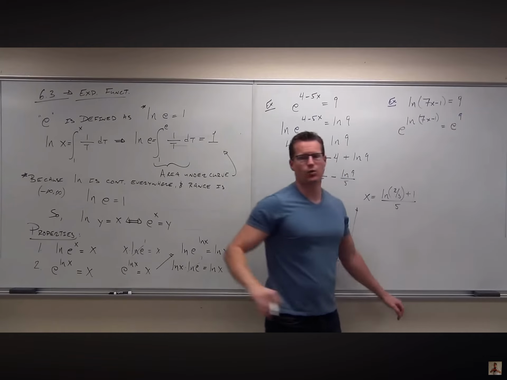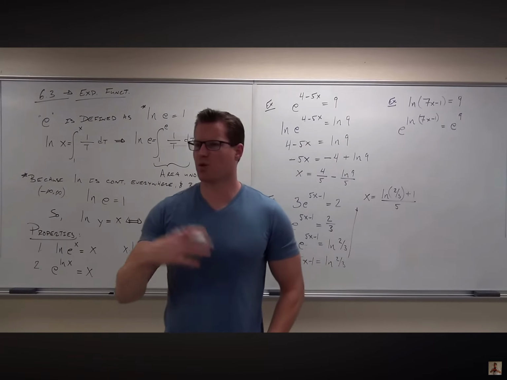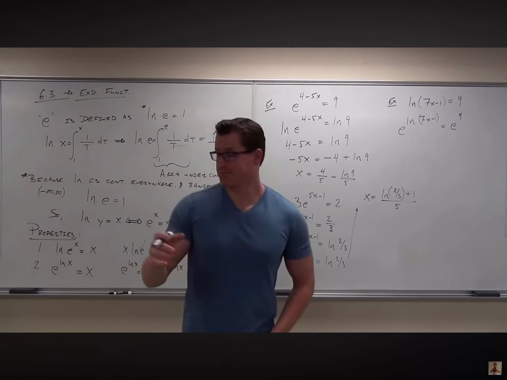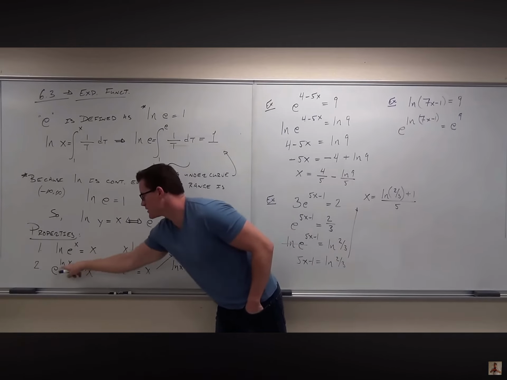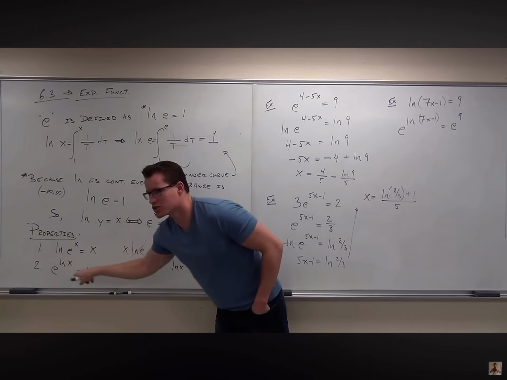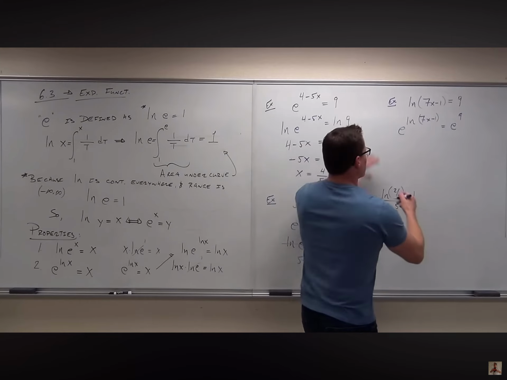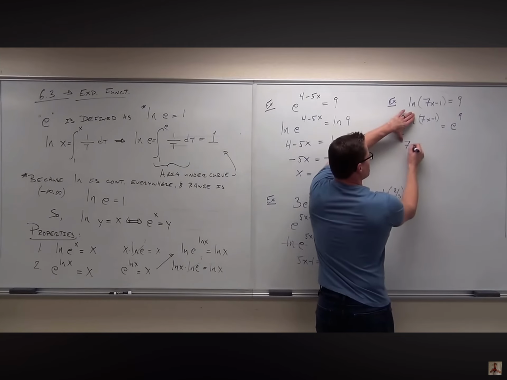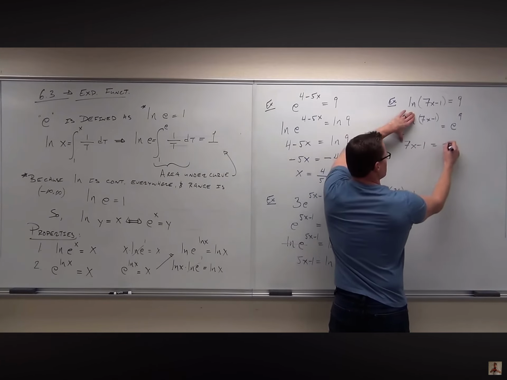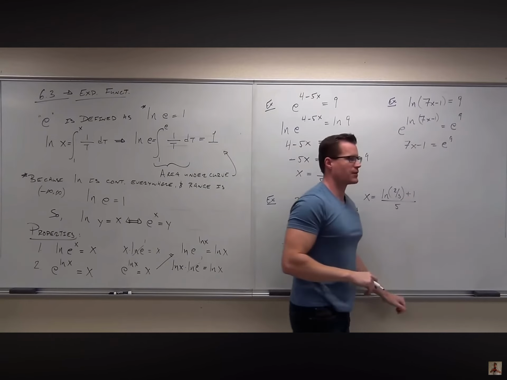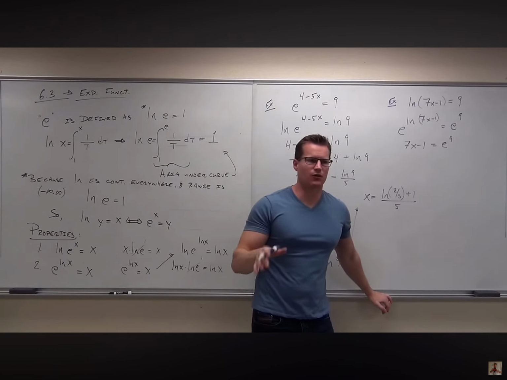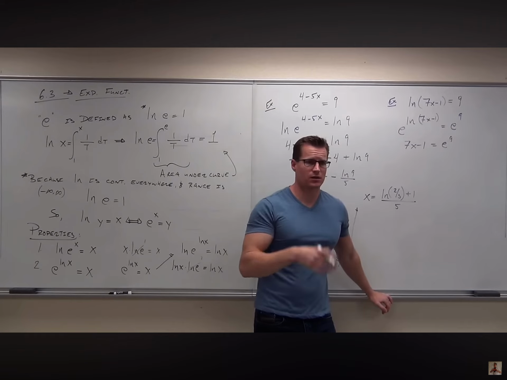Okay, left-hand side, what happens? E to the ln of whatever I have, that's this one. Whenever I have this, our expression changes just to whatever the exponent is. So in our case, these are gone. We get 7x minus 1 equals e to the 9th. After that, piece of cake. Just solve for x. How are we going to solve for x?